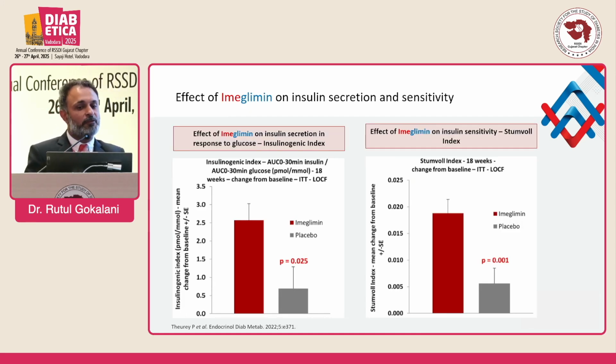Now the effect of imeglimin on insulin secretion and sensitivity. On the left side, you see the effect of imeglimin on insulin secretion in response to glucose, that is the insulinogenic index. They checked the insulinogenic index, and in comparison to placebo, you may see that insulin production is improved. With the Stumvoll index, that is the insulin sensitivity index, in comparison to placebo, insulin sensitivity is also improved by a very good number.